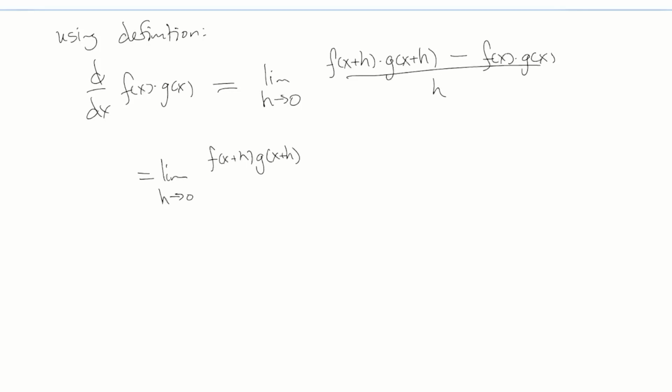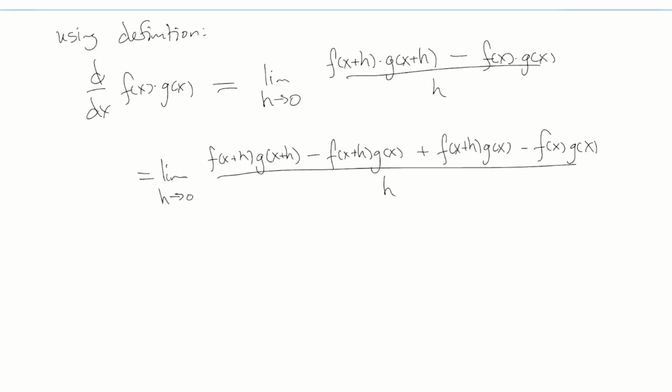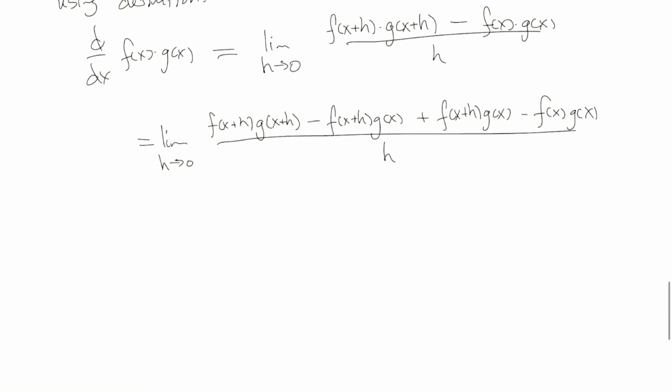That's just what's on the front there. I'm going to subtract f of x plus h times g of x without the plus h. All right, and then I'm going to add that same thing again: f of x plus h times g of x minus f of x g of x. Why did I do that? It's because I know what's about to happen. This somewhat magical step causes good stuff to happen in later parts.